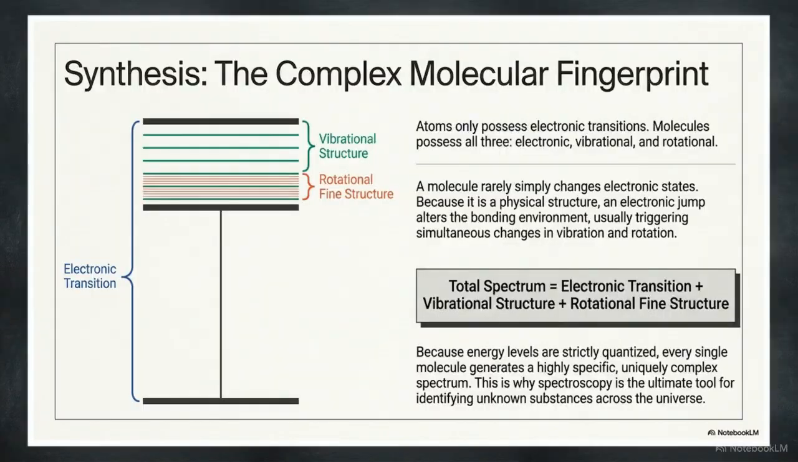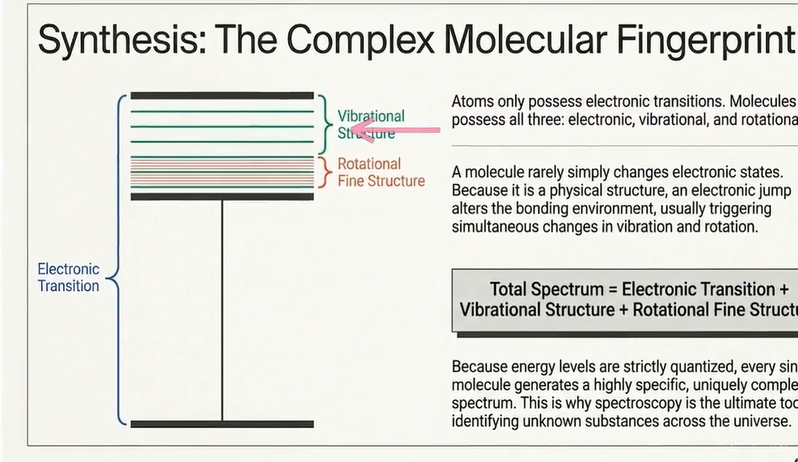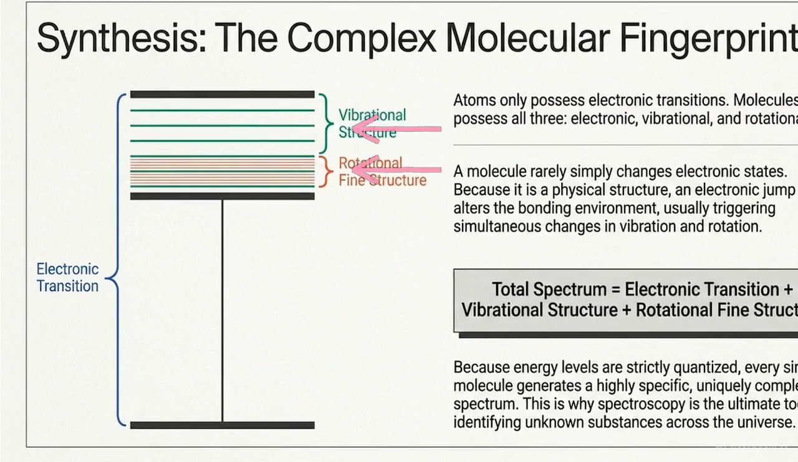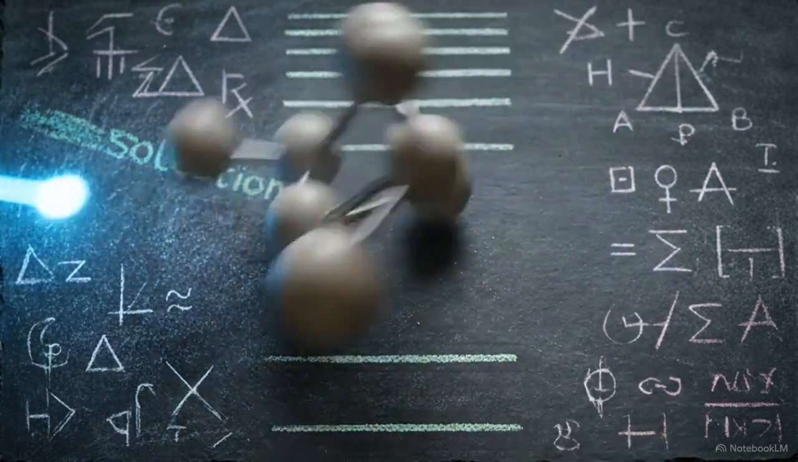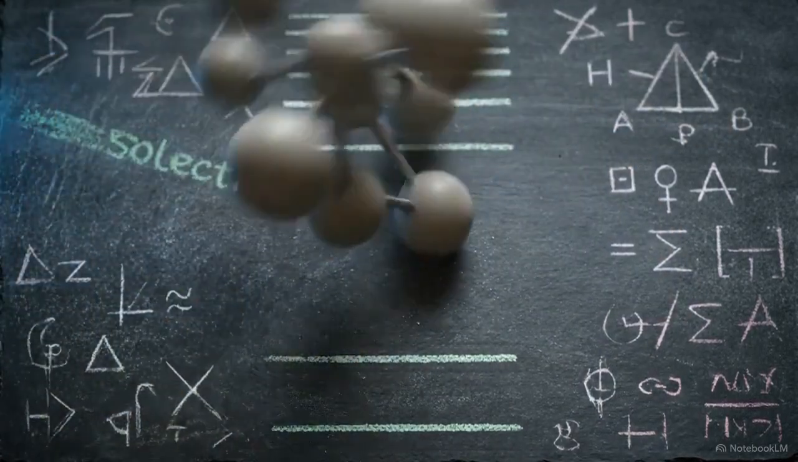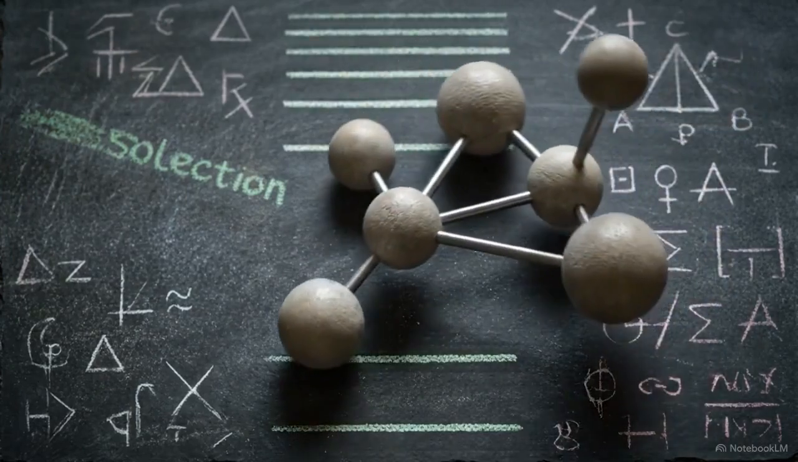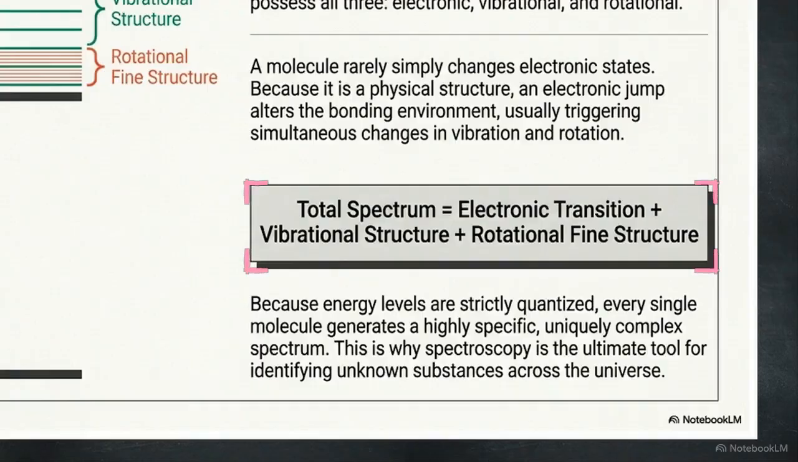This synthesis diagram brings all 3 tiers together. Unlike a simple atom, a molecule possesses all 3 parameters simultaneously. Notice how the green vibrational structure and red rotational fine structure are nested deep within the larger blue electronic transition. Because a molecule is a physical structure, an electronic jump inevitably alters the bonding environment, instantly triggering a cascade of simultaneous vibrational and rotational shifts. The gray box displays the master formula. The total spectrum equals the electronic transition, plus the vibrational structure, plus the rotational fine structure.